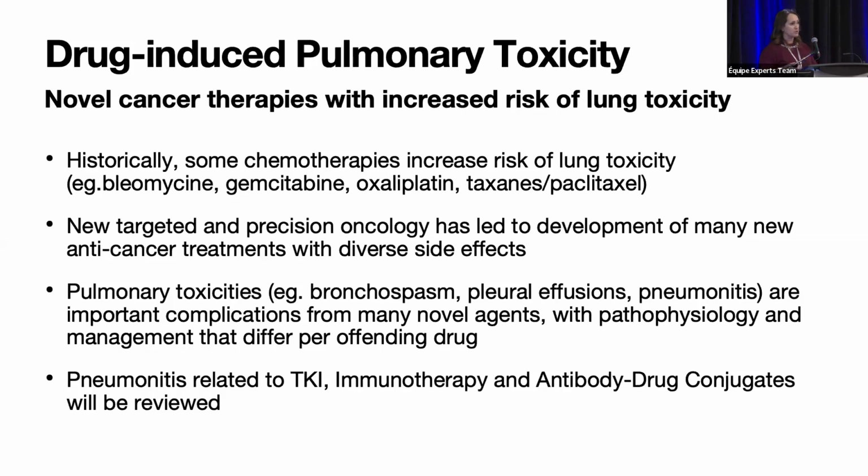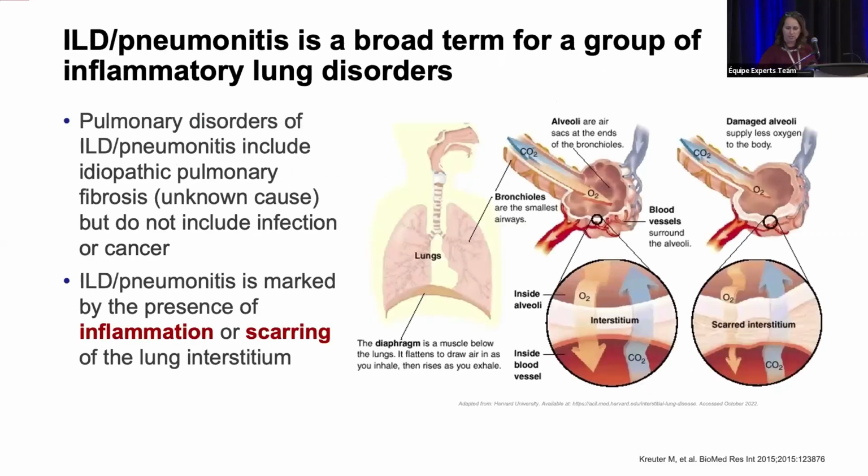With respect to pulmonary toxicities, it's not just pneumonitis, it's not just interstitial lung disease. You can think about bronchospasm, you think about pleural effusions, there could be other manifestations. My focus today is really related to pneumonitis, so more interstitial lung disease or parenchymal lung disease, and related specifically to TKIs, immunotherapy, and the antibody drug conjugates.